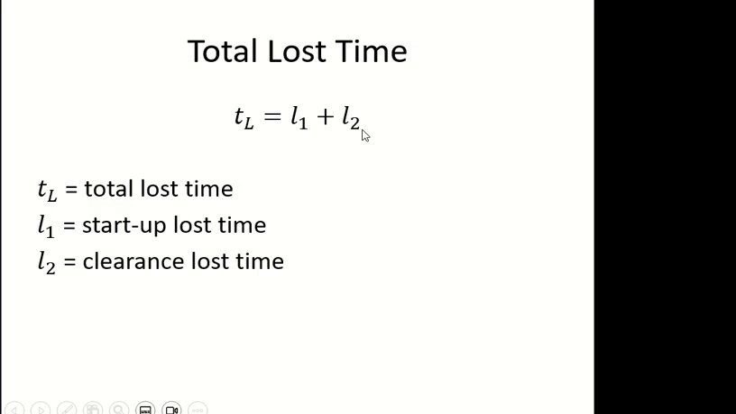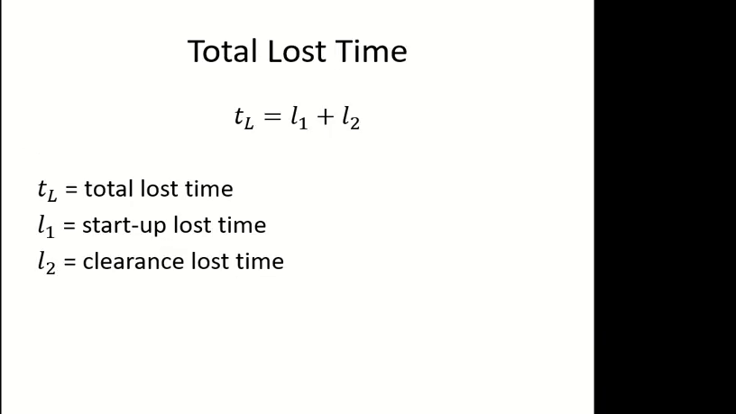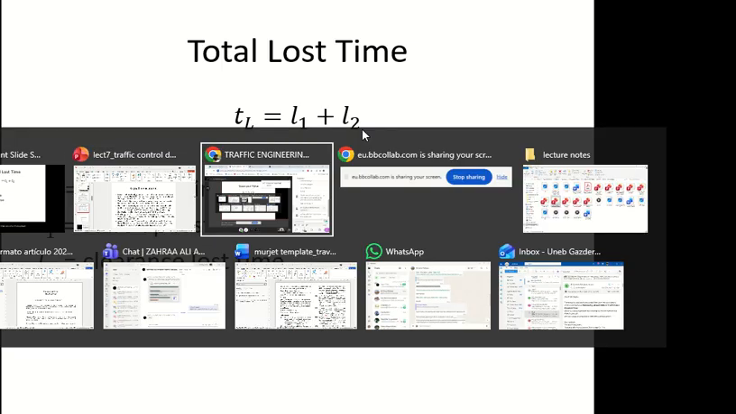So in one phase we have two loss times: startup loss time when the signal becomes green and clearance loss time when the signal is at the end of yellow. You add them both, you get the total loss time of one phase. Did you understand this explanation? Any questions here?